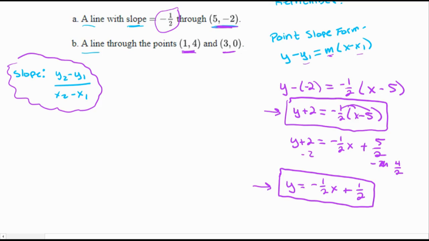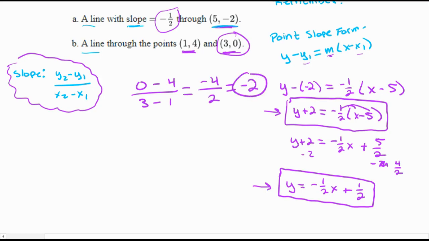So if I'm going to call this (3, 0) here my second point, I'm going to put those as x2 and y2. So x2 here is going to be 3, y2 is going to be 0, minus x1, which is going to be 1, and y1 is 4. So my slope here is -4/2.